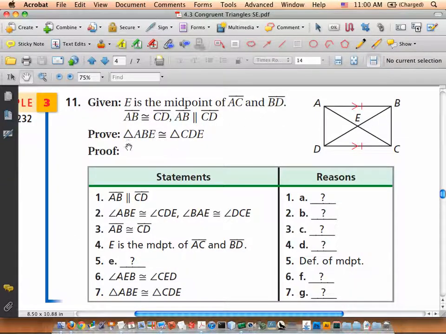Now look what we're trying to prove. We're trying to prove that triangle ABE, which is the top triangle right here, is congruent to triangle CDE, this one right here. So I have this side matching this side, and this side matches this side. So now do I have all of the sides corresponding to each other? I do.